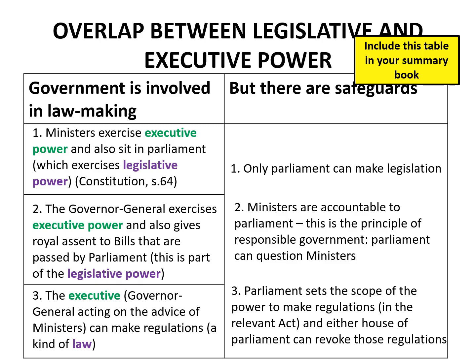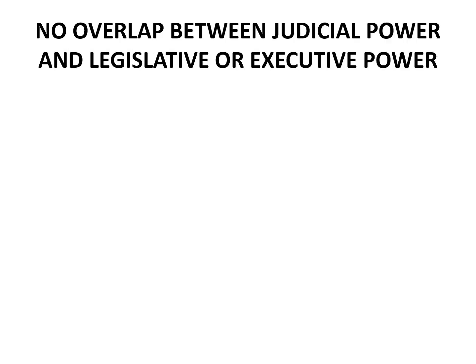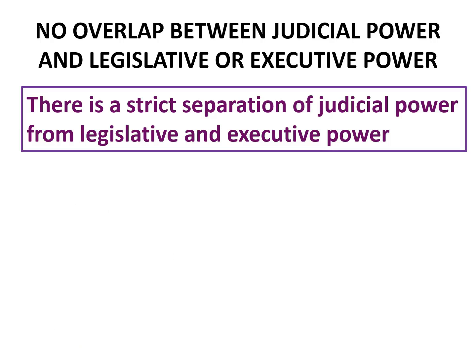In contrast to legislative and executive power, where there is not a strict separation between them, there is no overlap between judicial power on the one hand and legislative or executive power on the other hand. Instead, there is a strict separation of judicial power from legislative and executive power. Put another way, under the Australian Constitution, where a Commonwealth body exercises judicial power, it is prohibited from exercising legislative or executive power. And where a Commonwealth body exercises legislative or executive power, it is prohibited from exercising judicial power.